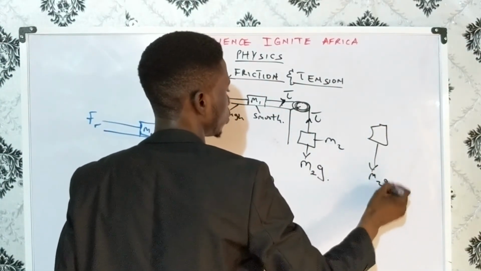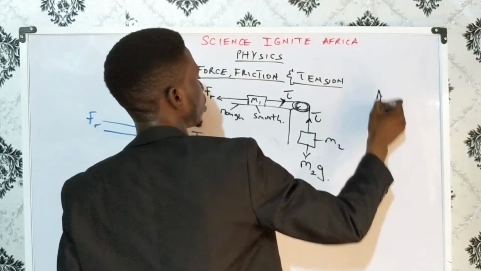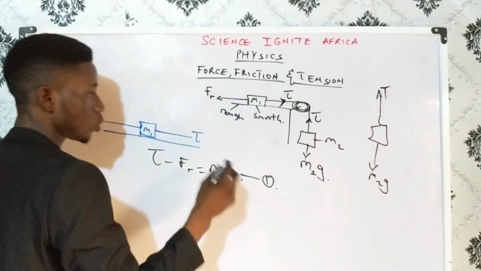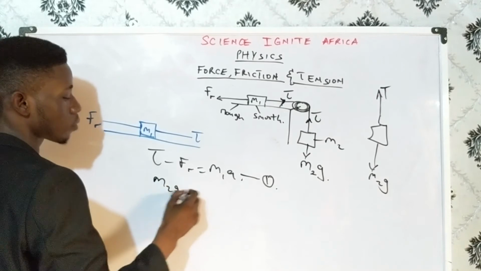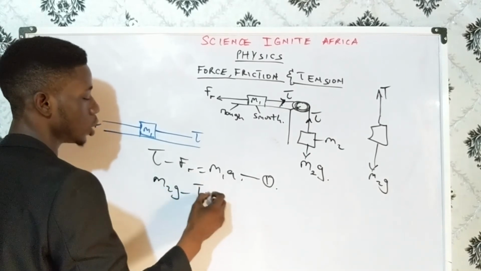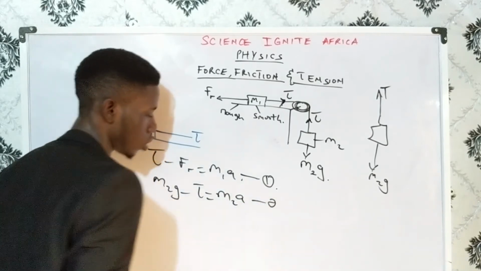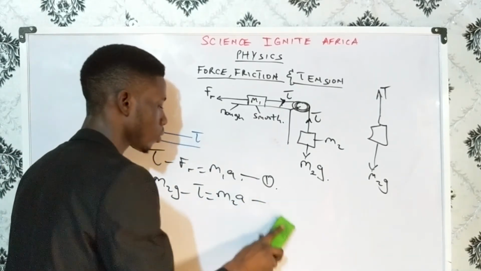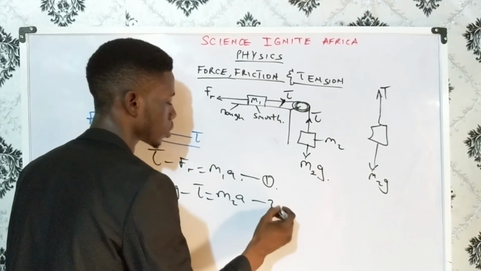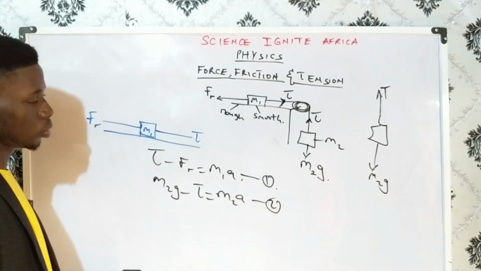And for this other guy here, if you look at it, we have the mass, we have the weight, M2G, and we have the tension. So we have M2G minus the tension will be equal to what? M2 times the acceleration that has occurred. This is our equation 2. Now let me model this equation 2 in another way.